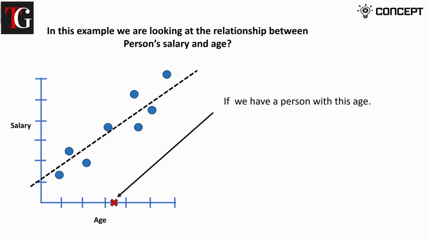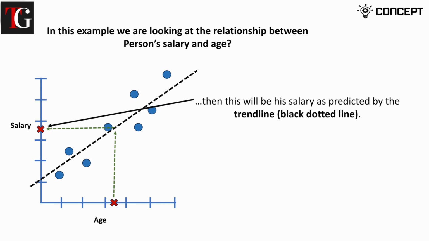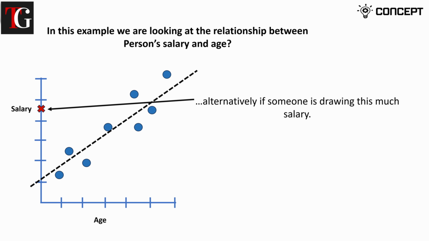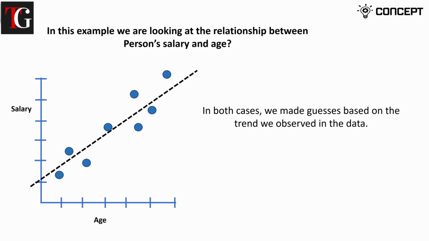If we have a person with this age, then this will be the salary as predicted by the trend line, that is the black dotted line. Alternatively, if someone is drawing this much salary, then that person's age predicted by the trend line, that is the black dotted line, would be around this range. In both these cases, we made guesses based on the trend we observe in the data.